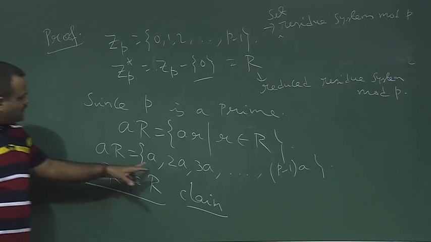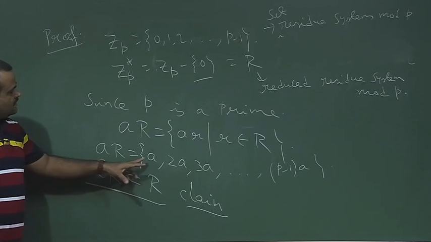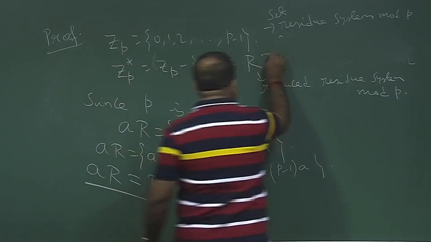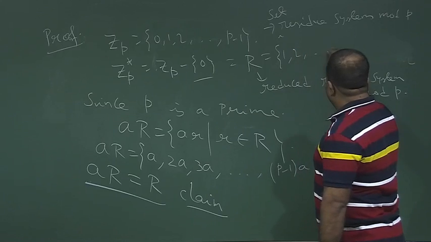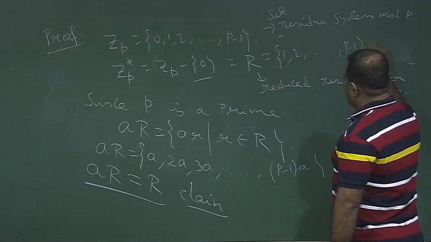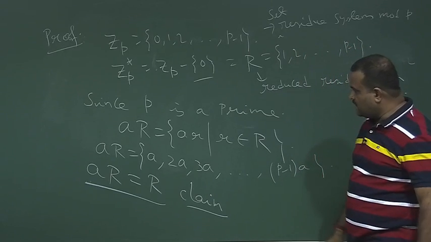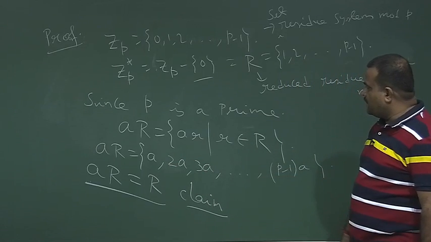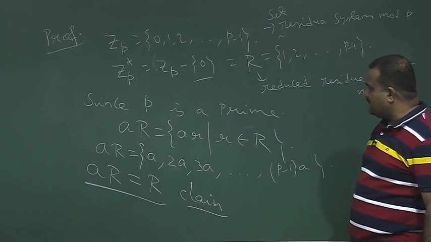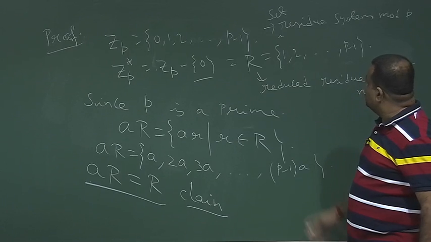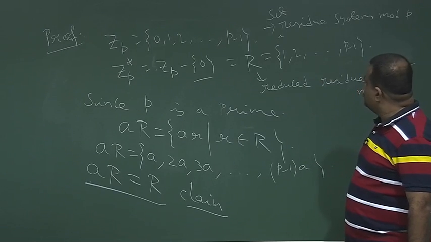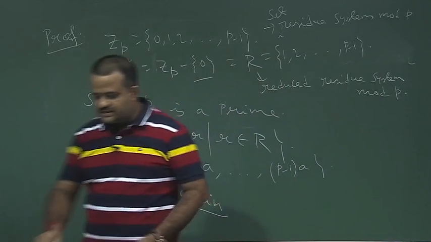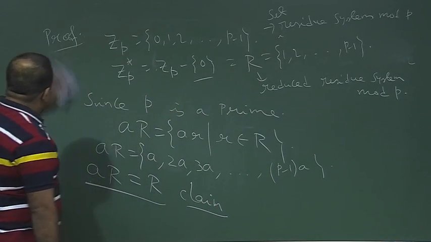So, that means the number of elements over here is the same as the number of elements over there. So, this R is basically nothing but 1, 2 up to P minus 1. Okay. So, basically if we take any two elements from here, if we can show that they are not congruent, then these two sets are basically the same. So, how to prove these two sets are the same? Let us try to prove that.